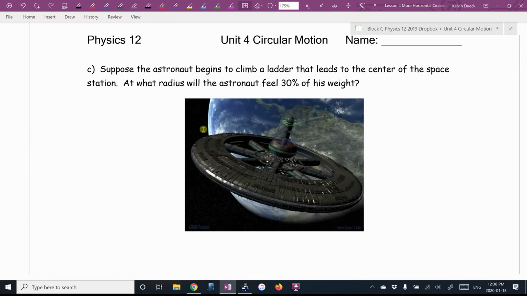What would that radius be? Again, this is a job for a free body diagram, but we just did it. I'm going to start with the same equation as before: m 4 pi squared r over t squared. But over here, it's going to be 30% of your weight, 0.3 mg. And again, little kids and grown-ups would experience this as well.